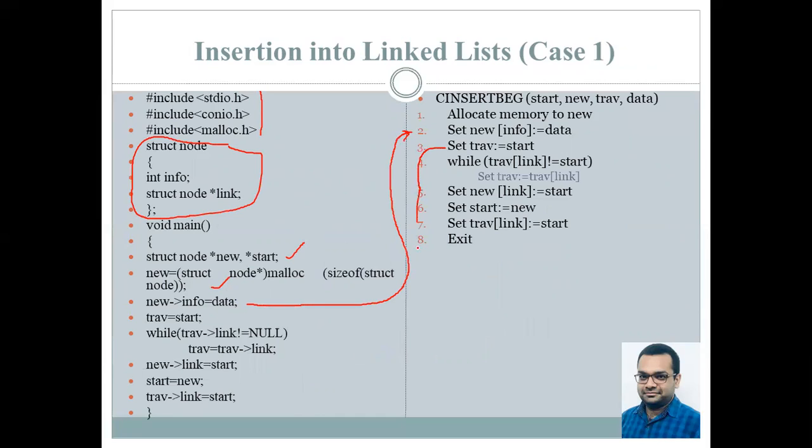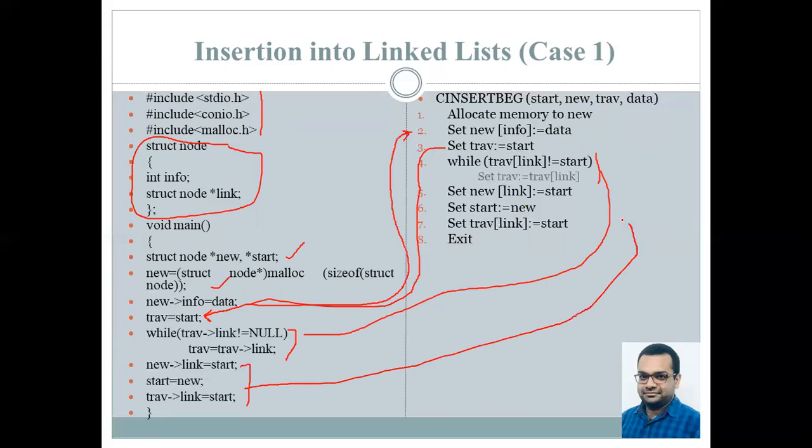We set traversal to the value of start, and we keep on looping inside the while loop till the time we haven't identified the last node. Upon identification, we exit out of the while loop, and these three statements do the rest of the part for addition of a new node at the beginning of the linked list.